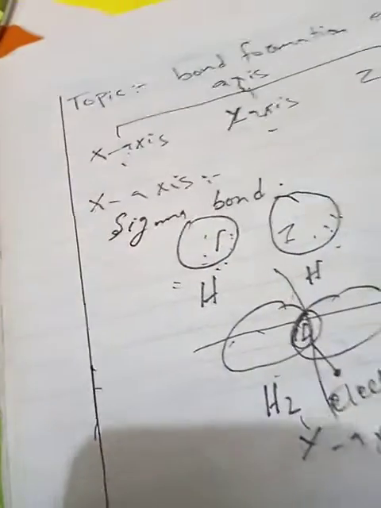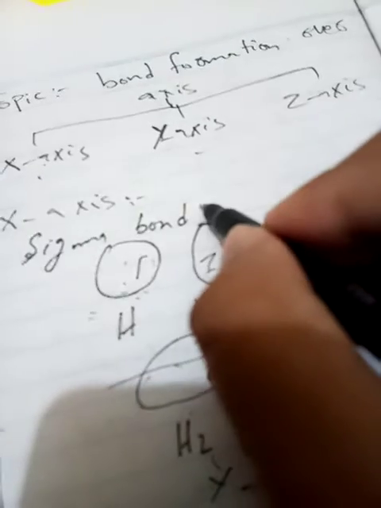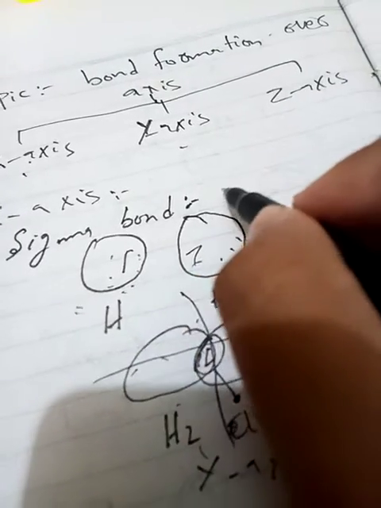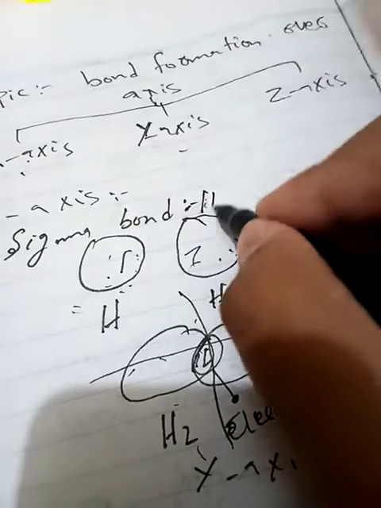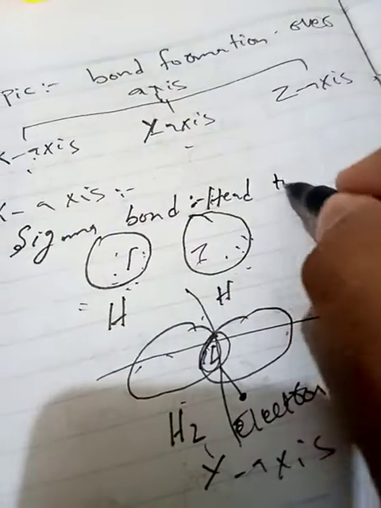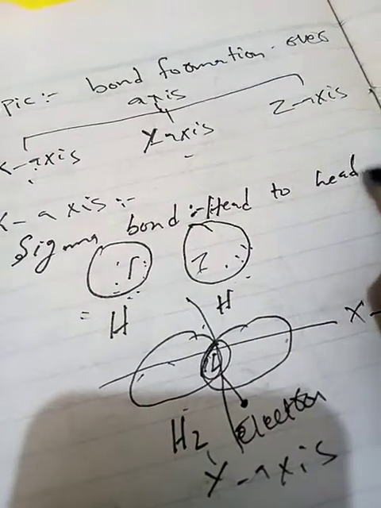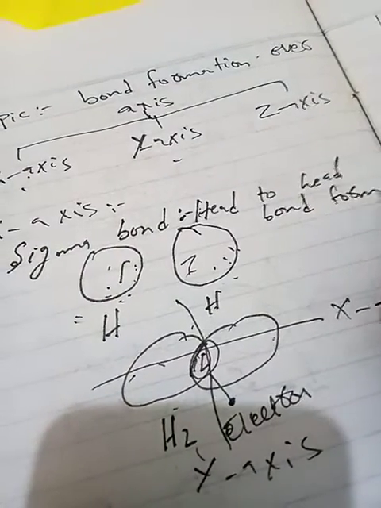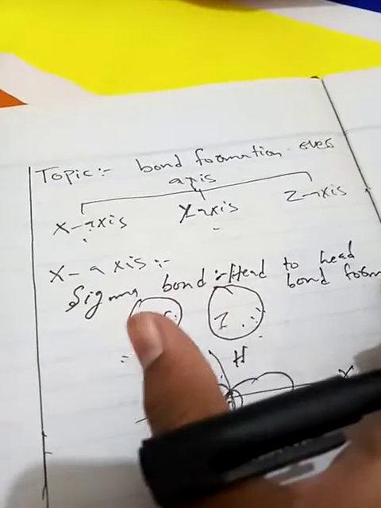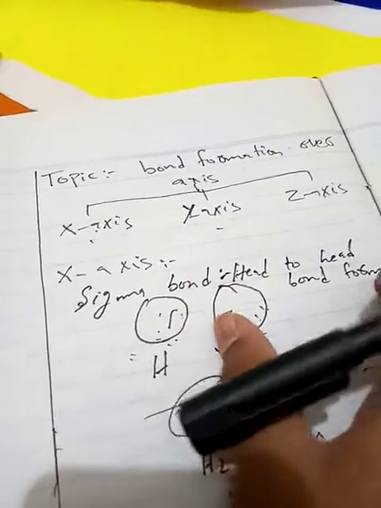The definition of a sigma bond is a bond formed head to head. All the bonds which are formed head to head are called sigma bonds.